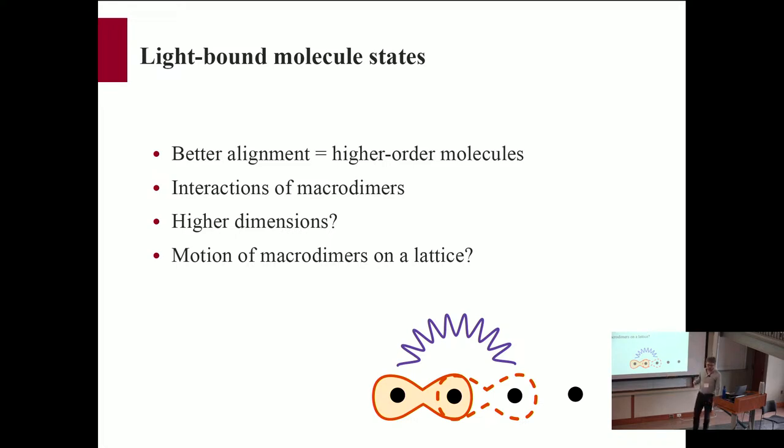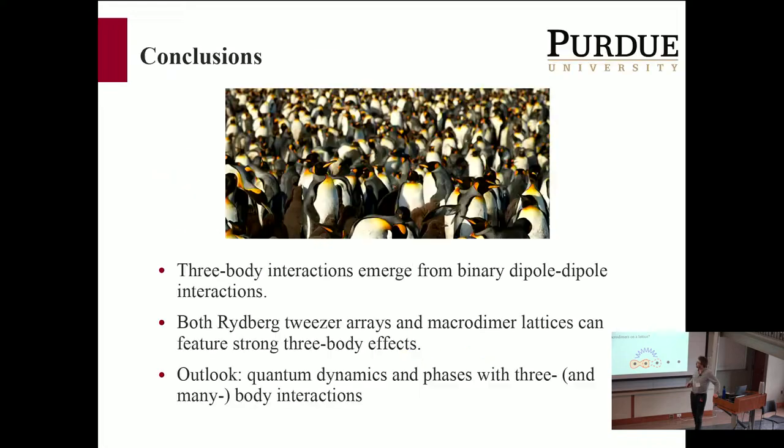What are interactions of these macrodimers? After all, they're in their Rydberg state, so maybe we can get some interesting correlated quantum states on the lattice using these macrodimers. Can we maybe go to higher lattice dimensions rather than just 1? Can we look at triangles, triangular lattices, maybe relating to things that Luis Santos told us yesterday about, and can we look at the motion of these macrodimers?